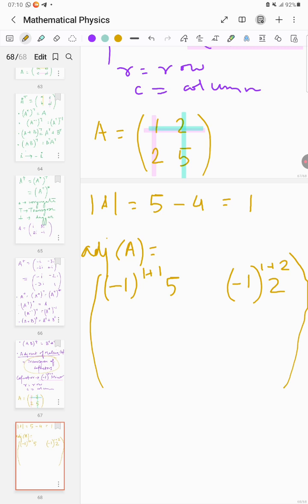Similarly, for the third term, it will be minus 1 to the power... Now here the column changes to second column, right? Sorry, I just said the opposite. So here the row changes to second row for the third element. The row changes to second row, but the column is the first column, right? So basically these are columns, vertical ones, and horizontal ones are rows. Alright.